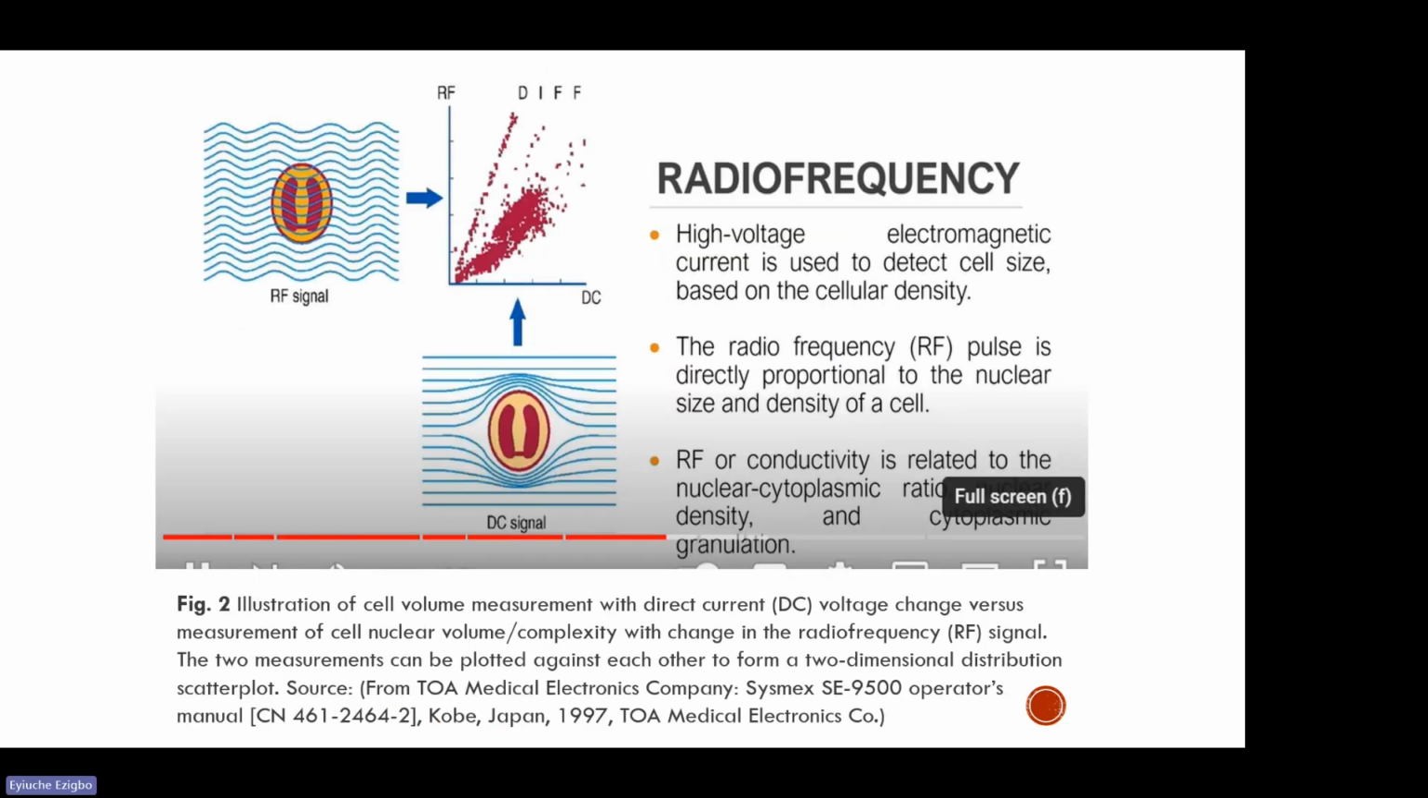So the high voltage electromagnetic current is used to detect cell size based on the cellular density. The radio frequency pulse, you can see these two in combination: you can see the DC signals, and the radio frequency signals.